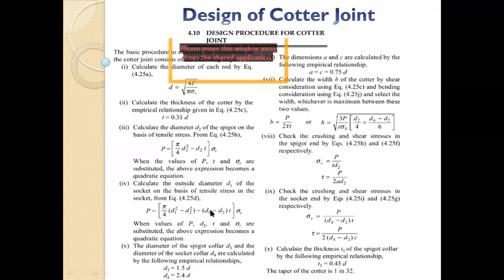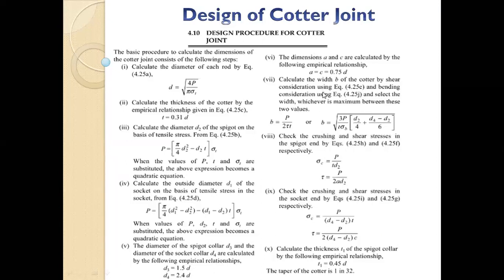Now we know D2. Again, we have gone through a formula for the failure of the socket. Using that formula, we will find out D1. In step number 4, we know P, we know sigma T, we know T, and we know D2, so we can find out D1, right? So now we know the diameter, the thickness of the quarter, the outside diameter of the socket, the inside diameter of the socket, and the diameter of the spigot. Now we can find out the dimensions D3 and D4. D3 is simply 1.5 times D, and D4 is 2.4 times D. The diameter of the collar of the socket is 2.4 times D. We'll use this for checking the failure. These are the diameters of the collars.